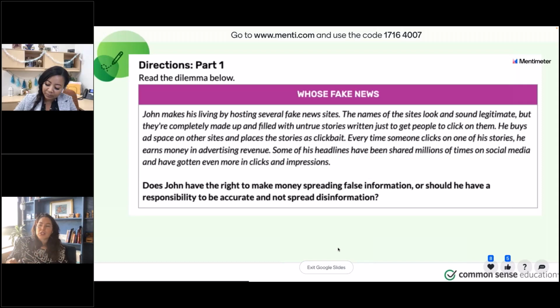So the question that I ask my students is, does John have the right to make money and spread false information? Or should he have a responsibility to be accurate and not spread disinformation? So the question is, does he have the right?